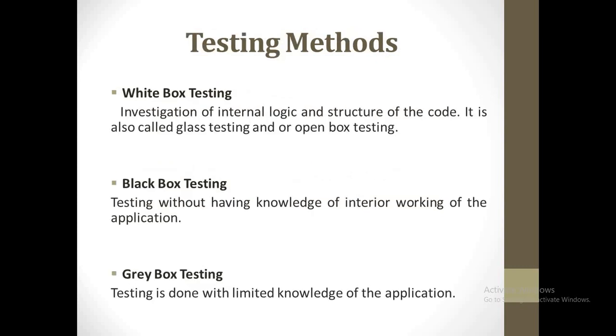So what are the different types of testing methods? We have white box, black box and gray box. White box is where, knowing all the internal logic and the structure of the code, we try to test. So here the testers have all the knowledge of the internal logic and the structure of the code. This is called white box testing. Black box is where, without having any knowledge, we try to test the application. We don't know what the logic is or what the structure of the code is, and still we are able to test the application. So this is called black box testing.